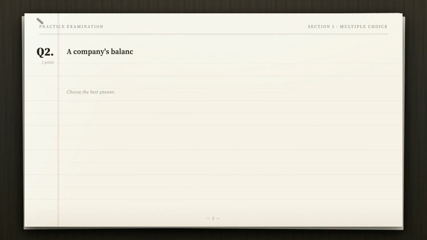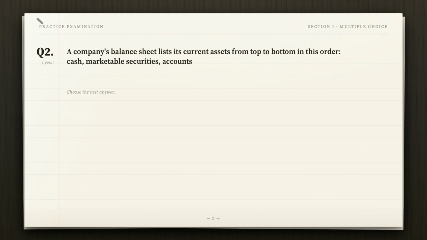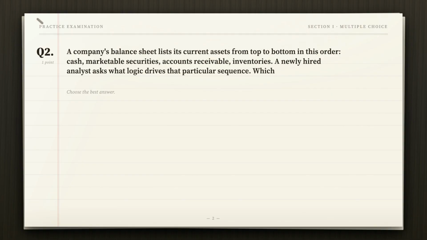Question 2. A company's balance sheet lists its current assets from top to bottom in this order: cash, marketable securities, accounts receivable, inventories. A newly hired analyst asks what logic drives that particular sequence. Which explanation is correct? Your options are: A.